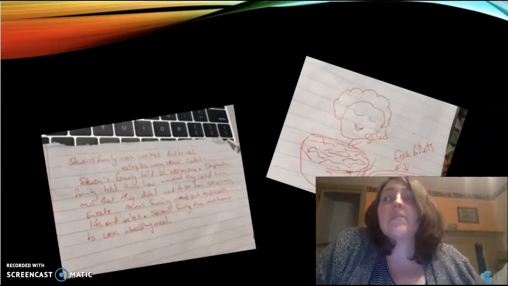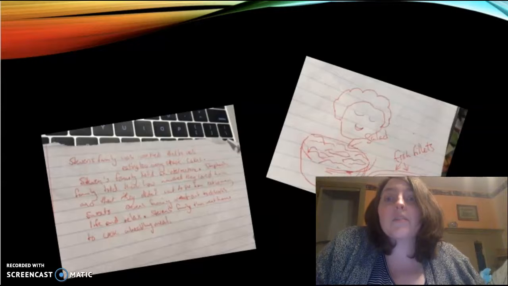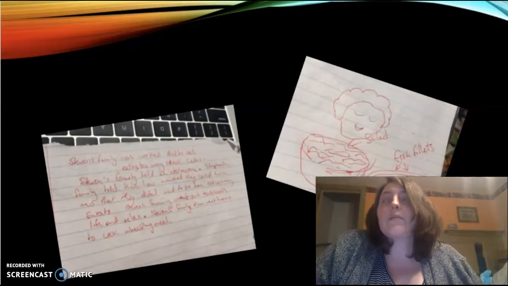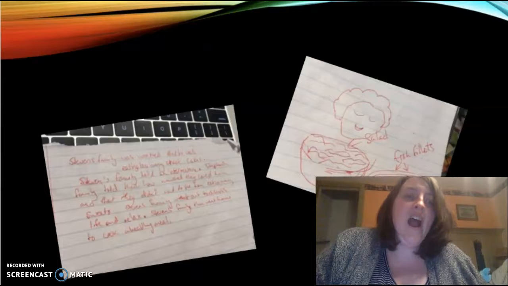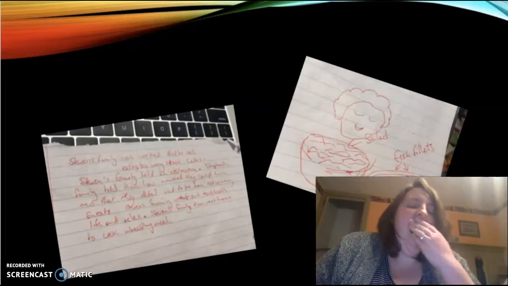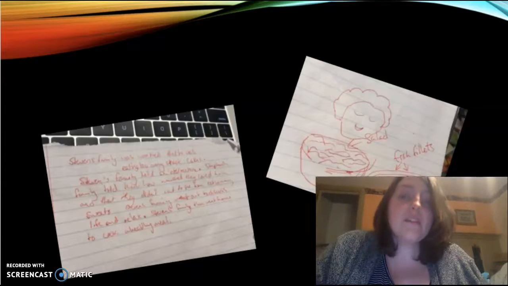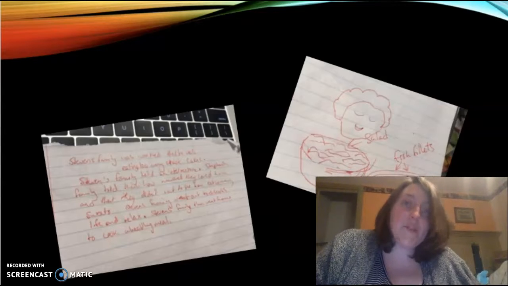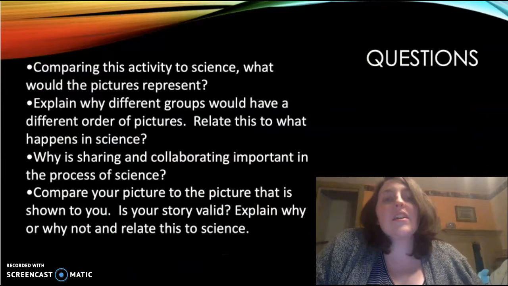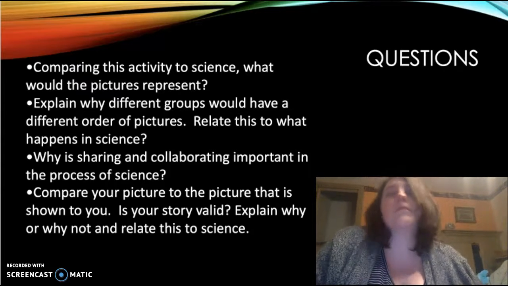In a classroom setting, I would give them the whole period or a little more to do this, and I would want the picture colorized and illustrated as best I can and a little more detail in the story. Then I show them the 4th panel, and I ask them some questions, such as comparing this activity to science, what would the picture represent, with a rubric.